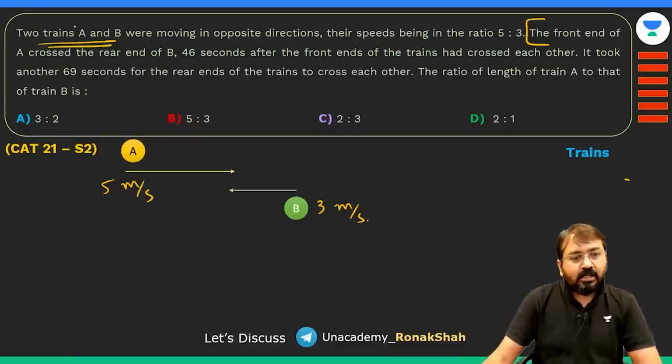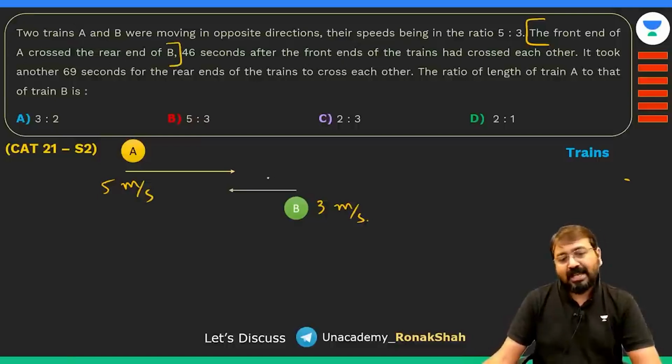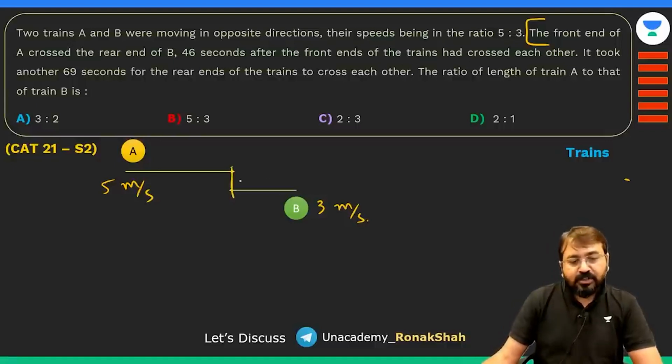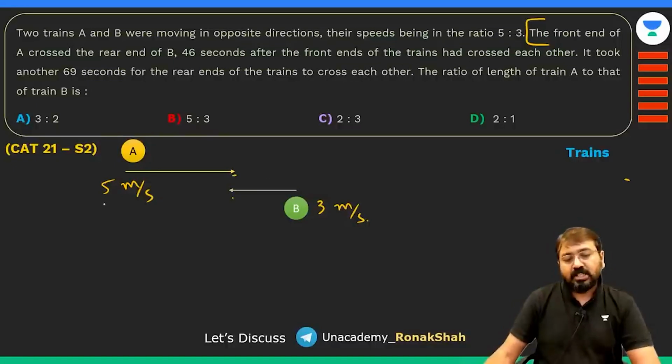The front end of A crossed the rear end of B in 46 seconds after the front end of the two trains have crossed each other. So guys, right now the front end of two trains are crossing each other. From this point, the front end of this train A has crossed the rear end of this train B in 46 seconds. So can I say basically train A crosses train B in 46 seconds, at what speed?